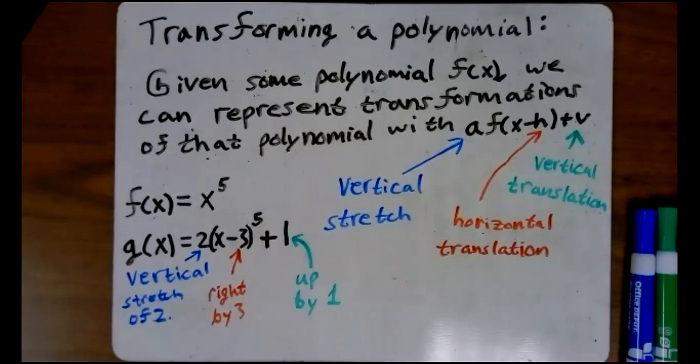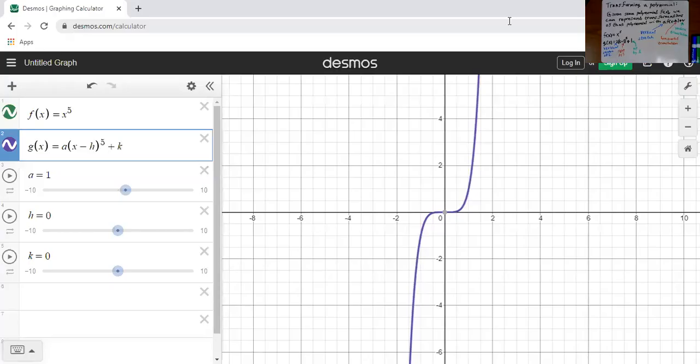So let's go ahead and go to Desmos and let's take a look, so you can see it in action here. All right. So here we have x to the fifth power acting as our parent function. And I have it written here. And here are the different transformations I can do to it.